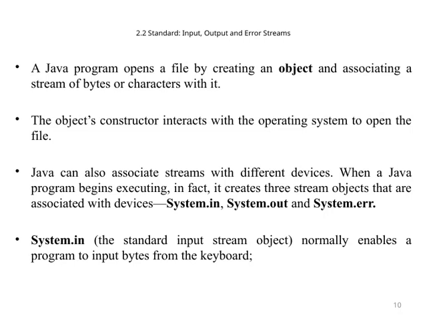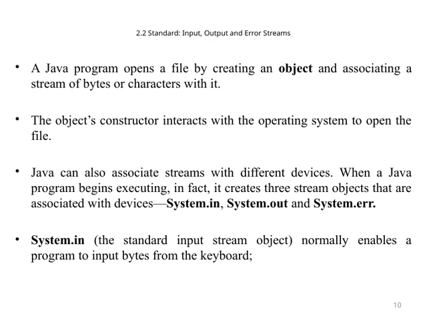Now, let's discuss how Java handles input, output, and error streams. When a Java program opens a file, it does so by creating an object that associates a stream of bytes or characters with that file. This process involves the object's constructor communicating with the operating system to actually open the file. But Java's capabilities go beyond just files. It can also connect streams to various devices.